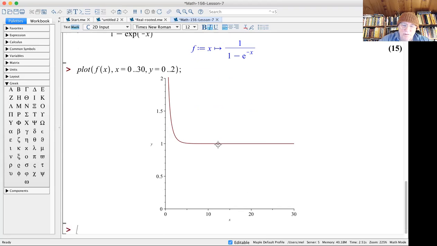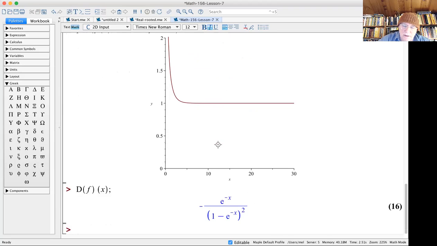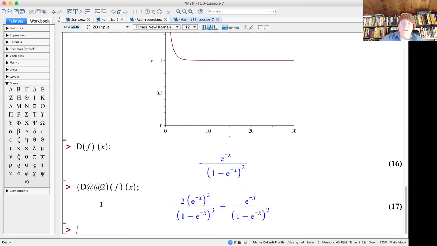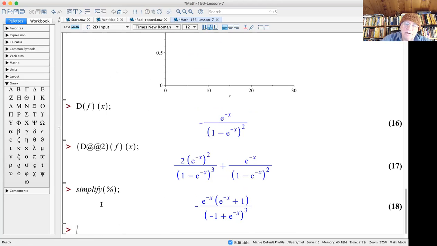What is the derivative of f? It's that. And what is the second derivative? It's that. Let's see if Maple can simplify that a little bit. Yeah, well, it's a tiny bit simpler. That's what it is.